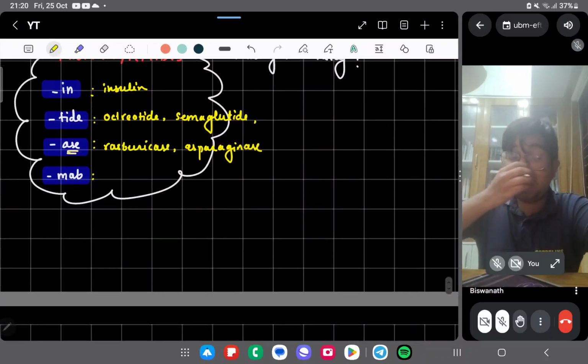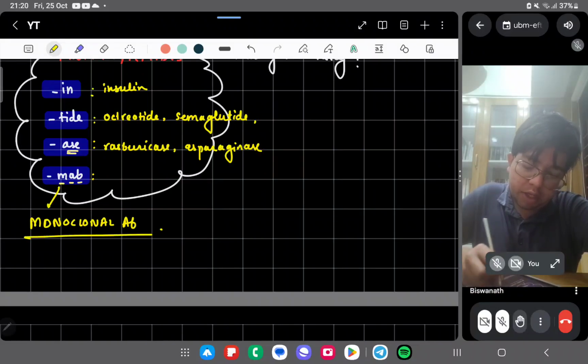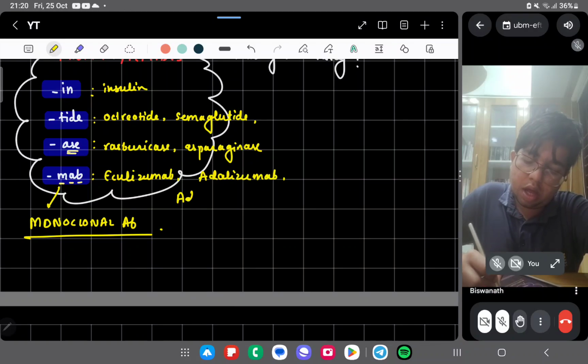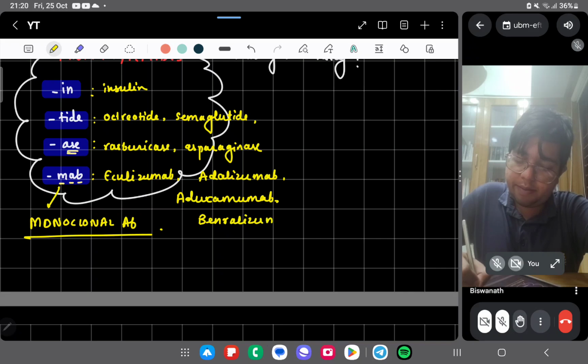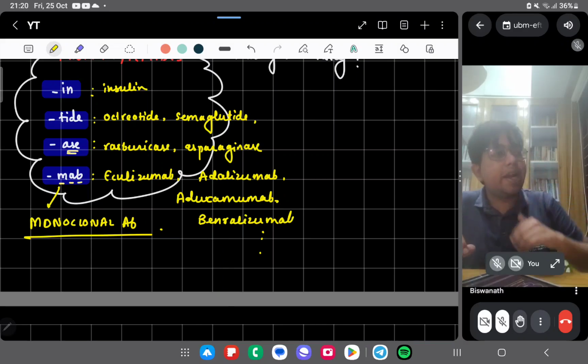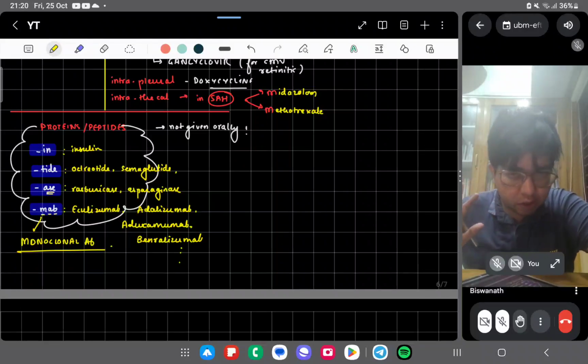What is MAB? MAB means all the monoclonal antibodies. MAB stands for monoclonal antibodies, like eculizumab, adalimumab, aducanumab, benralizumab, many others. Okay, I can list just 10, 15 monoclonal antibodies. Understood? You can't give any of these drugs orally.